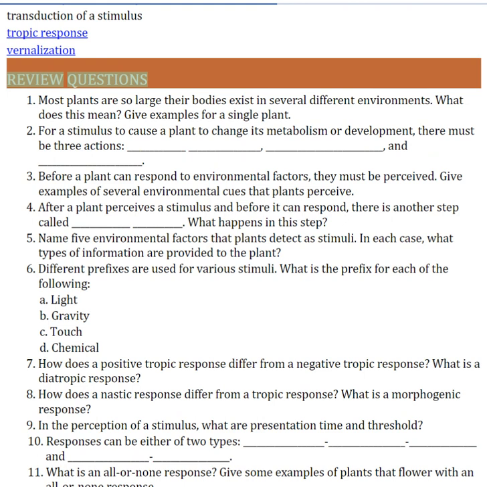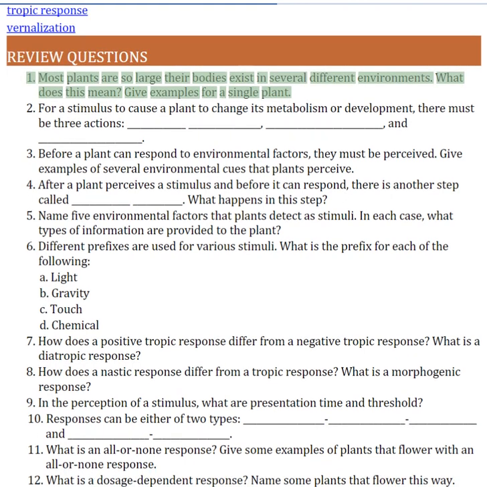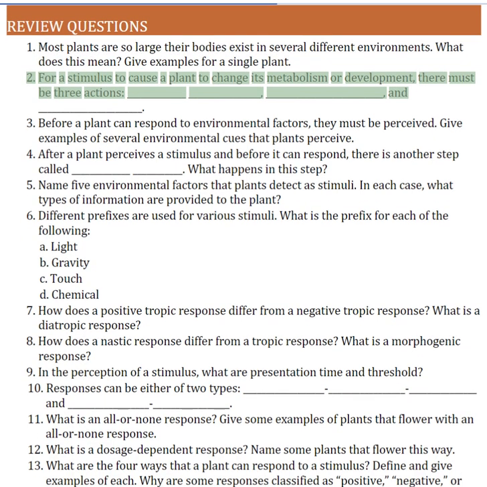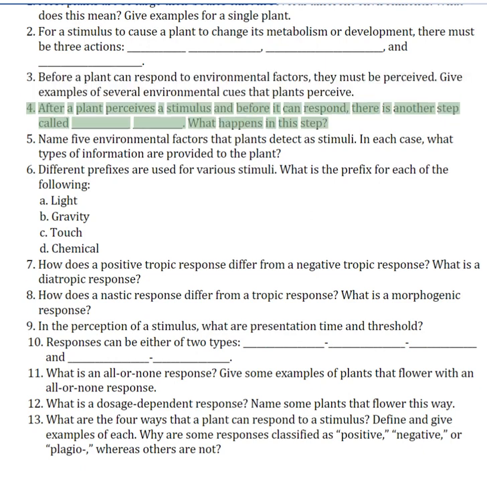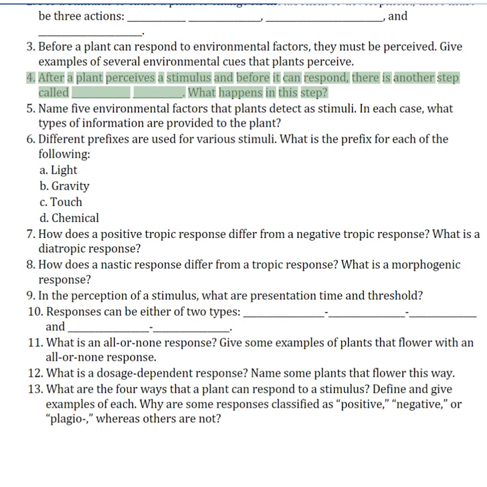Review questions. 1. Most plants are so large their bodies exist in several different environments. What does this mean? Give examples for a single plant. 2. For a stimulus to cause a plant to change its metabolism or development, there must be 3 actions, and 3. Before a plant can respond to environmental factors, they must be perceived. Give examples of several environmental cues that plants perceive. 4. After a plant perceives a stimulus and before it can respond, there is another step called. What happens in this step?